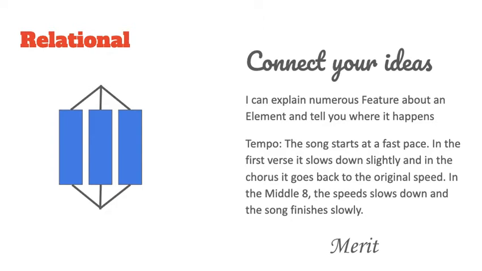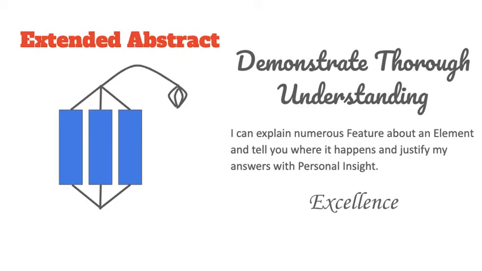To get a merit, you need to tell me where it is. So the song starts at a fast pace: you're telling me it's a fast speed and that it actually starts at a fast speed. You're telling me when and where I will find that fast pace. You're explaining it to me and telling me where it is in the music. To get an excellence, you demonstrate a thorough understanding, which is extended abstract. So I can explain numerous features about an element and tell you where it happens and justify my answers with personal insight.